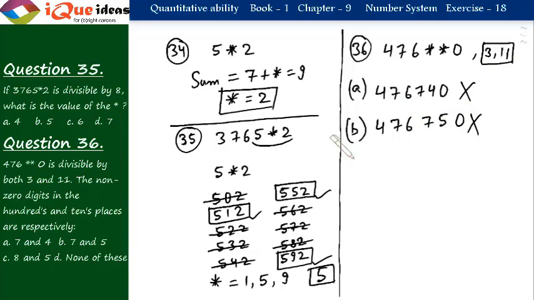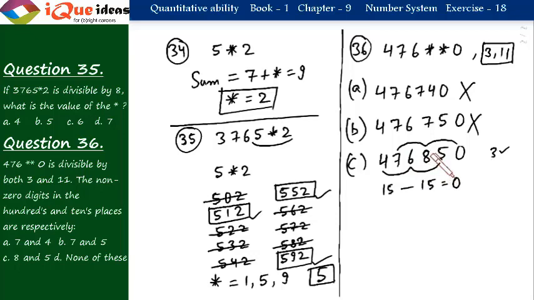Then let's see C option, that is 8 and 5. Put in places of star. 476850. Check the sum. 4 plus 7, 11 plus 6, 17 plus 8, 25 plus 5, 30. 30 is divisible by 3. Alright. Then if it is divisible by 3, you need to check whether it is divisible by 11 or not. Let's see. 4 plus 6, 10 plus 5, 15. So 15 minus 7 plus 8, 15 plus 0, 15. So 15 minus 15 is 0. So the outcome is 0, hence it is also divisible by 11. So option C gives us a number which is divisible by both 3 and 11. Hence the answer is C.